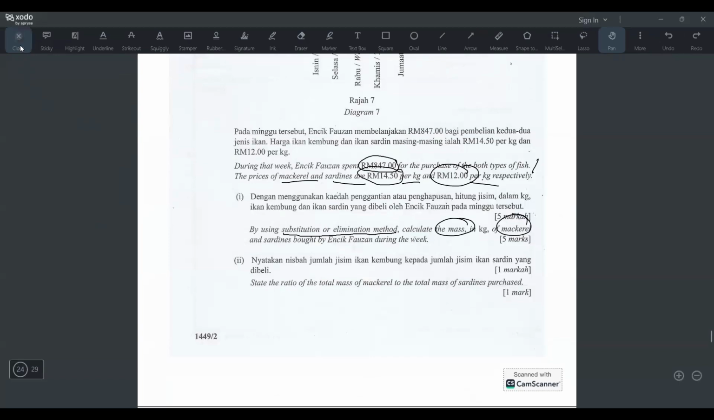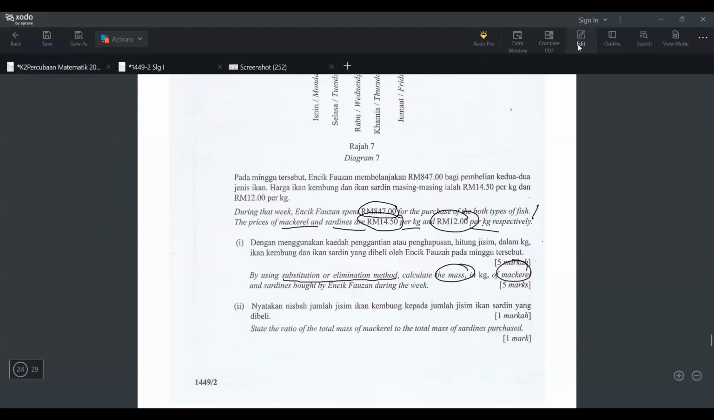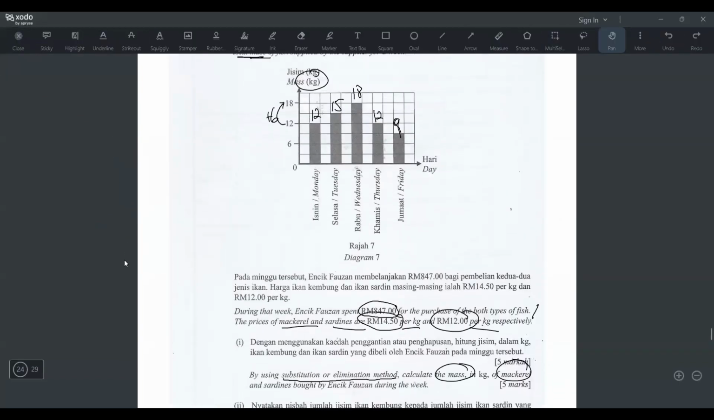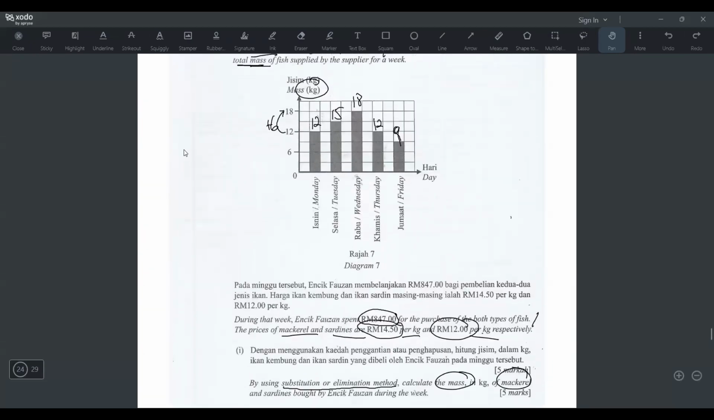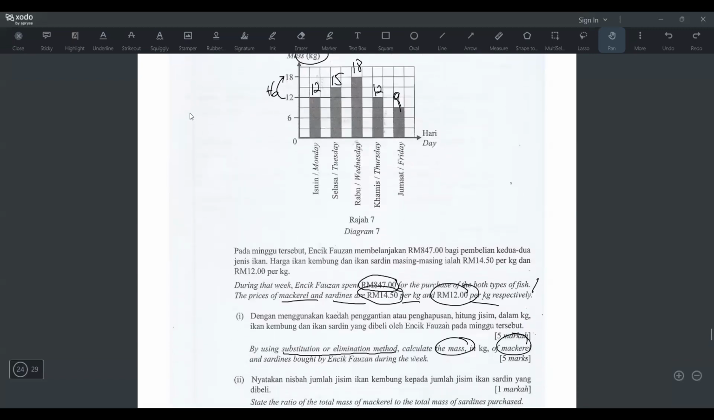This tip is very helpful. I always teach like that. Okay? So whatever they want to find, that is your X and Y. So right now you don't know which one is X and which one is Y, right? But if you look at the final answer, you will know.